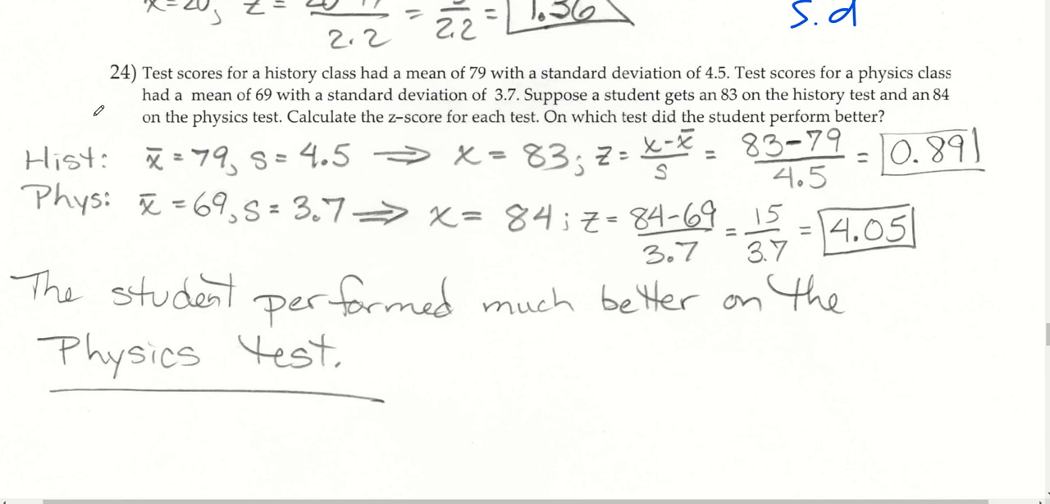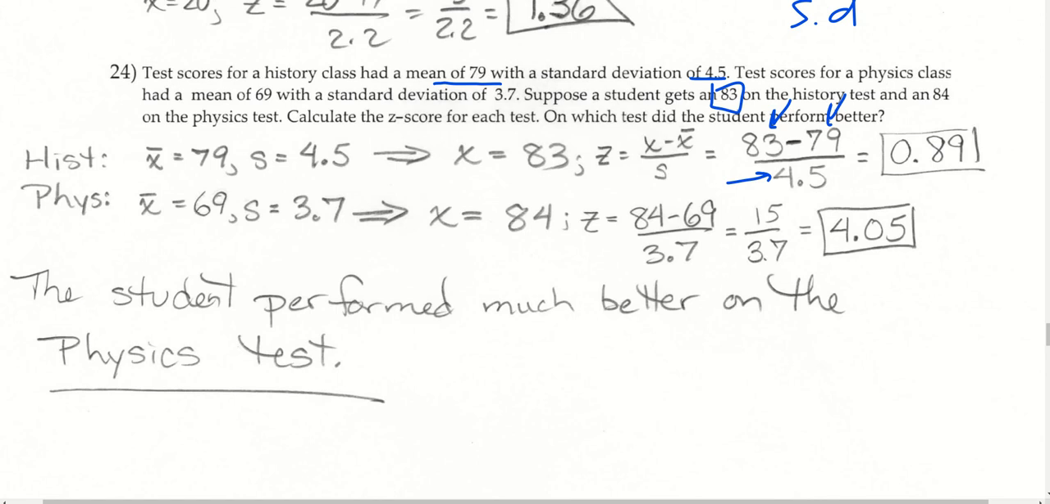For example, if we look at the history test, the mean for the class was a 79, and the standard deviation was a 4.5, and the student got an 83 in history. So to compute their z-score, you would do value 83 minus the mean of 79 divided by the standard deviation of 4.5, and that would produce a z-score of 0.89 for the history test.